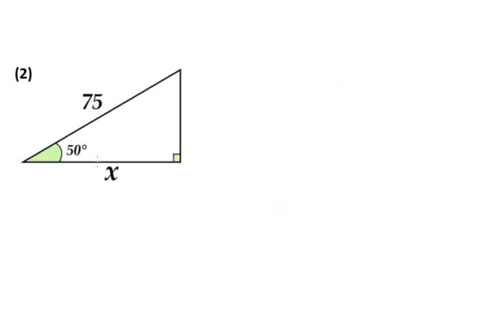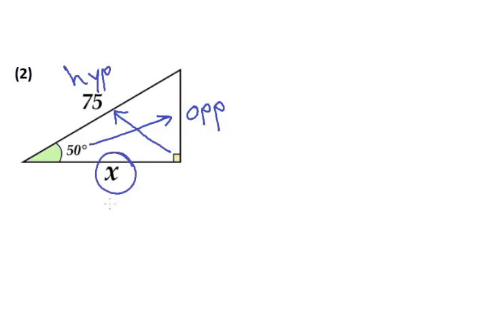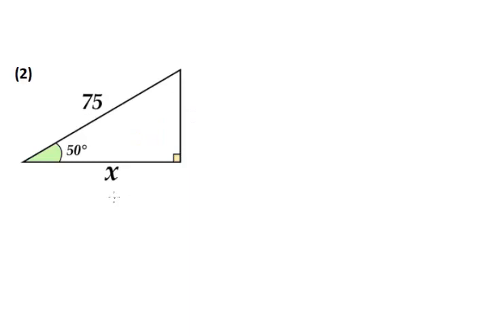Okay, next. I'm looking for the variable x. Now, where is the angle pointing at? 50 degrees is pointing at this angle, so this would be opposite. The square is pointing in here, so this one will be the hypotenuse. That means the x is adjacent. So what do I have? I have adjacent and I have hypotenuse.